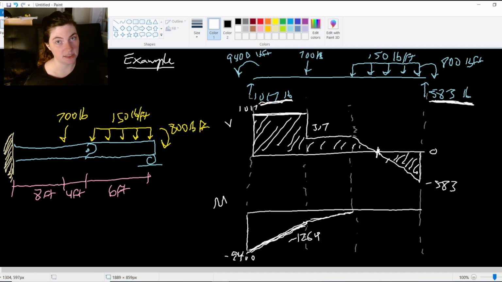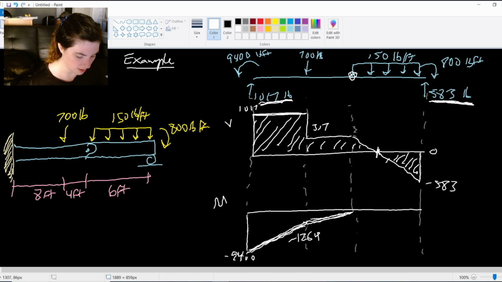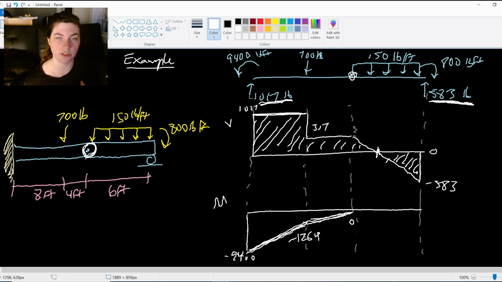But why is that 0? Why does this line go up to 0? How do I know that? Well, I know that because at this point right here there's this internal pin, internal hinge. And one of our rules was that if there's an internal pin or an internal hinge, the moment has to be 0 at that location. So I know that this graph takes it up to 0. I don't even have to do the calculation. The calculation will come out to 0 if I do it, but I don't have to because I know that rule.